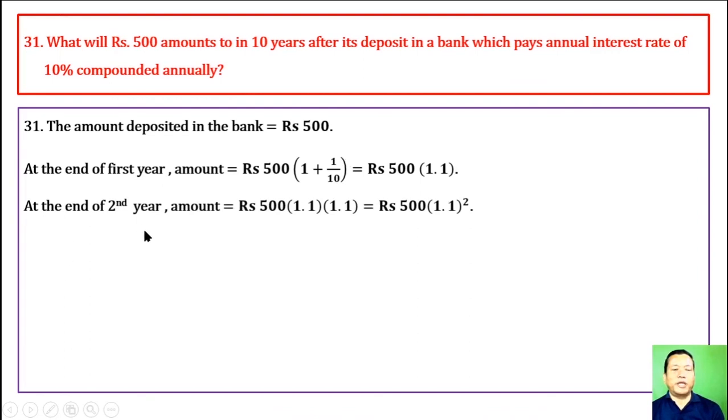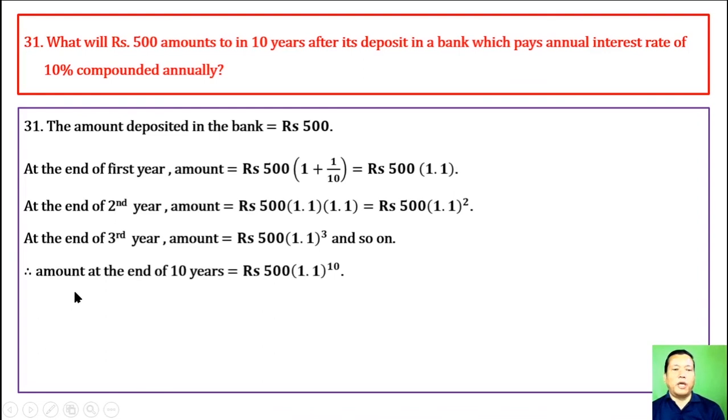At the end of second year, amount rupees 500 times 1.1 into 1.1, that is rupees 500 times 1.1 whole square. At the end of third year, amount will be rupees 500 times 1.1 power cube and so on. Therefore, amount at the end of 10 years is rupees 500 times 1.1 to the power 10.